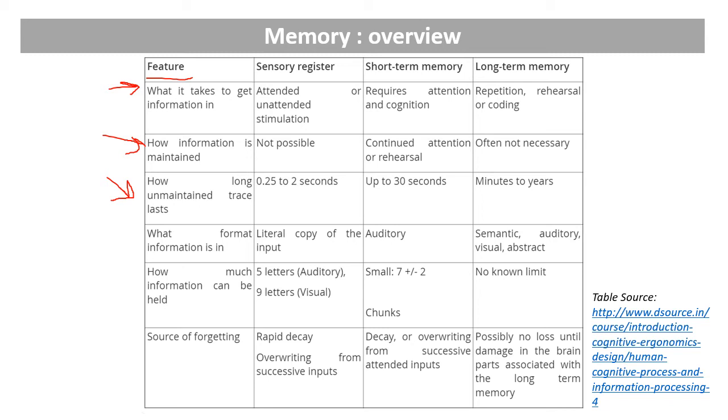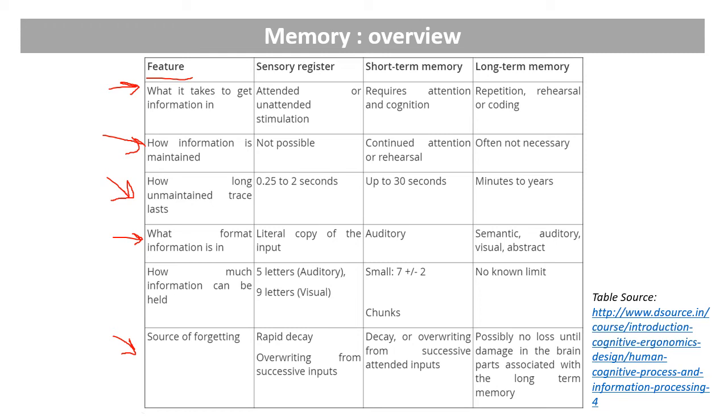And in which format will the information be stored in each of our memory faculties, and stuff like that. So how much information can be held, and how will the information decay over time, like how will you forget the information, right? So let's start with it.